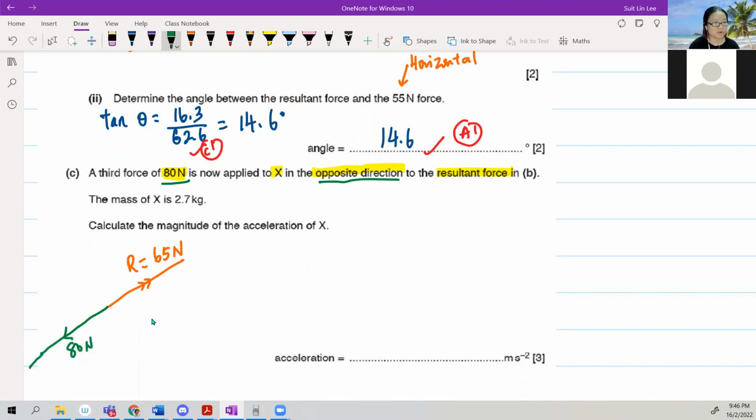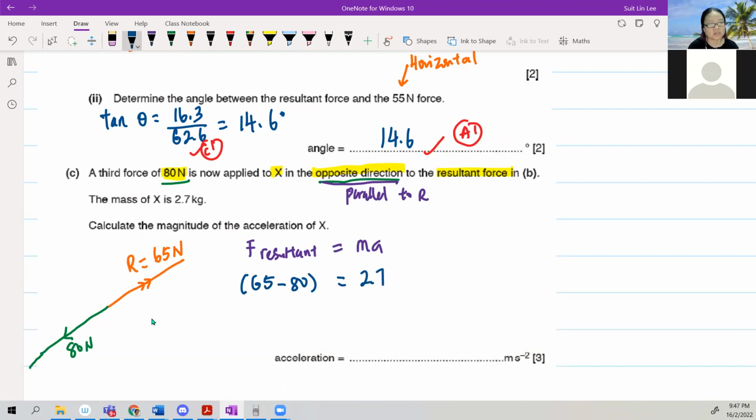It says here, calculate the magnitude of the acceleration. The reason why we obsess so much about resultant force is because we can equate this to MA most of the time. So F = MA is not a new equation to you. In this case, since we are applying this 80 Newton opposite, it will be parallel to R, in the opposite direction. So from here, I am just going to take 65 minus 80, or 80 minus 65, equals 2.7A. And you can find your A. Right?